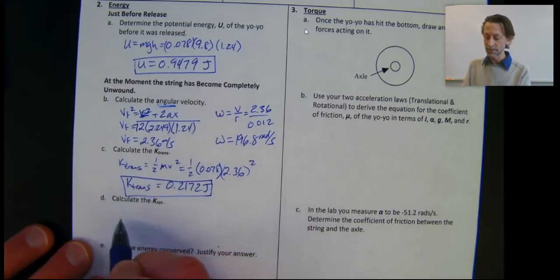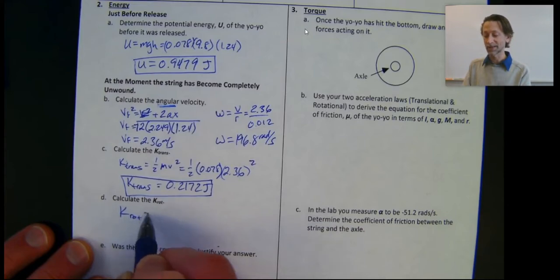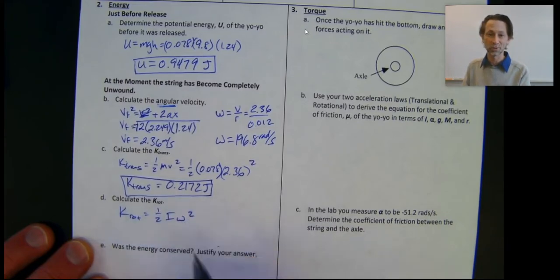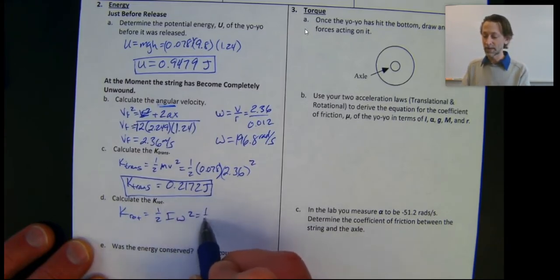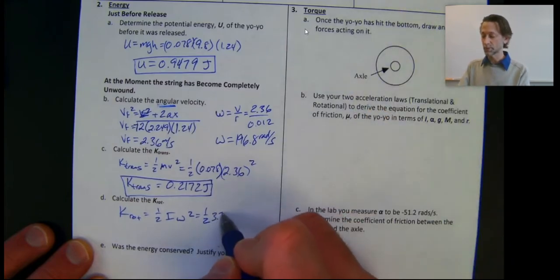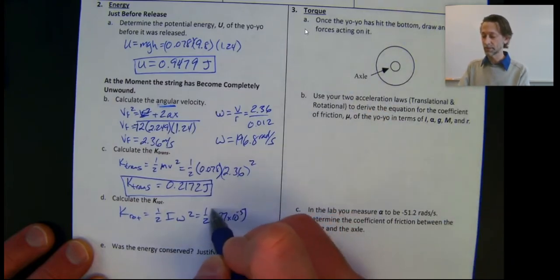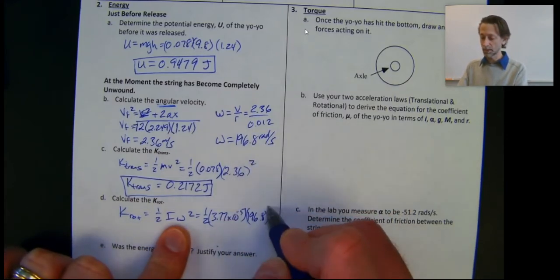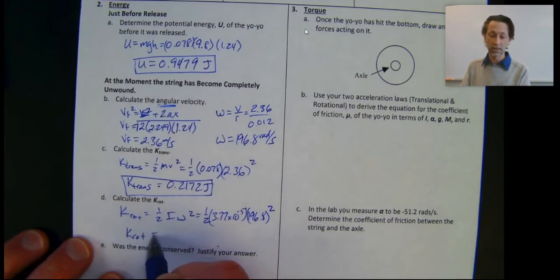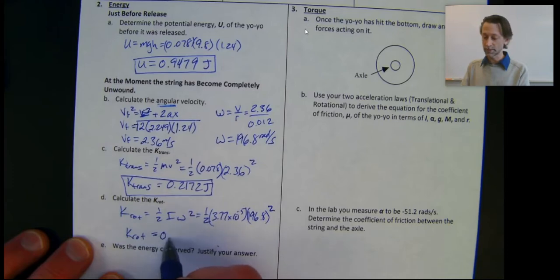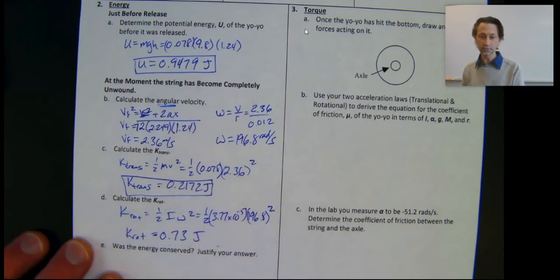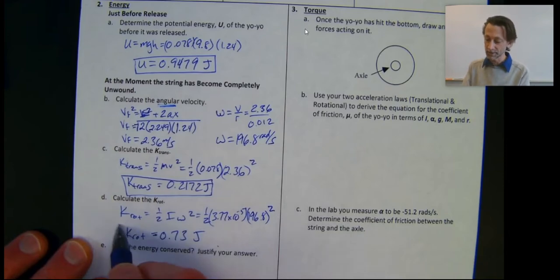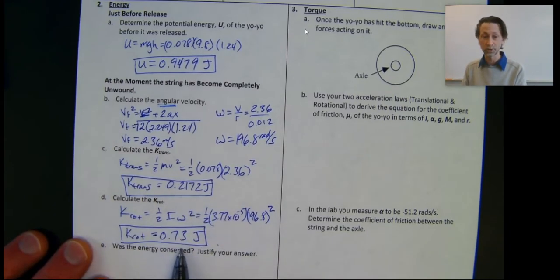Then we can do the exact same thing for our rotational kinetic energy, which is 1/2 I omega squared. Plugging in our values, half of the I, which we found up there, 3.77 times 10 to the negative fifth, times the omega, which we found here, the 196.8 squared, and we get a rotational kinetic energy of 0.73 joules. And notice that more of the energy is stored in the yo-yo that is rotating than actually is in the energy of it moving.